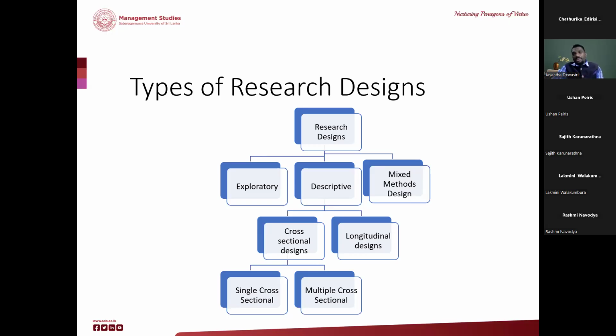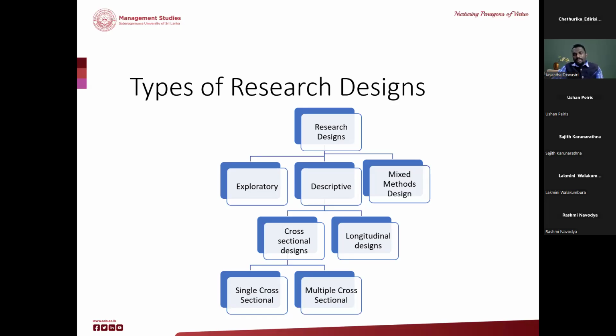When it comes to cross-sectional design, again it is twofold: single cross-sectional design and multiple cross-sectional design. If you are collecting data only at a single point in time, and it is collected from a single sample, we call it single cross-sectional design. So, single sample. If you are collecting data from more than one sample, we call it multiple cross-sectional design.